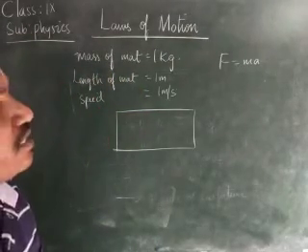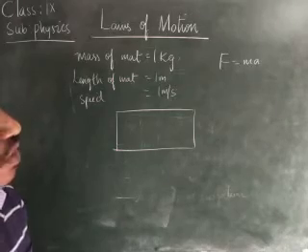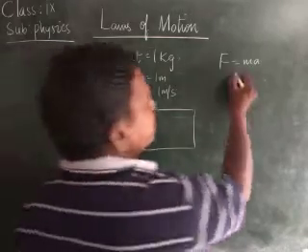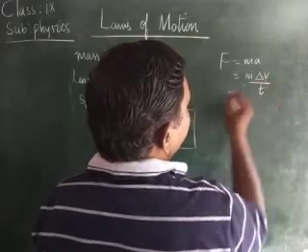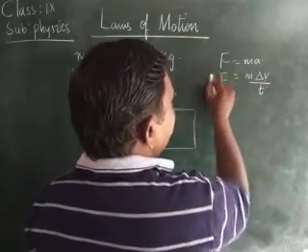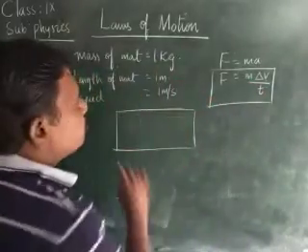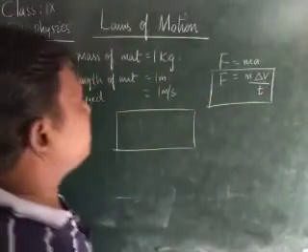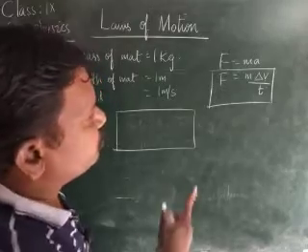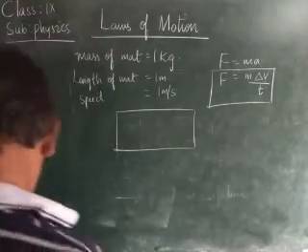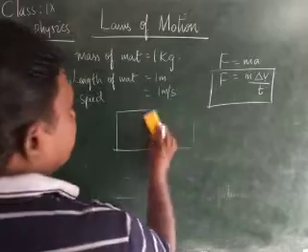Normally a is nothing but the rate of change of velocity, or delta v by t. So F is equal to m into delta v by t. For this, what do we want? We want the mass. Mass is given, 1 kg. Delta v is not given. Only length is given. Therefore, children, we should find the time.